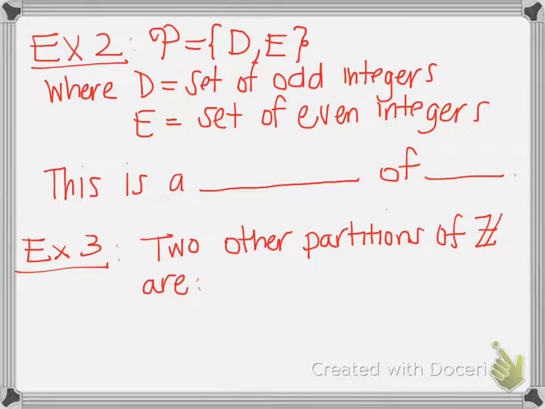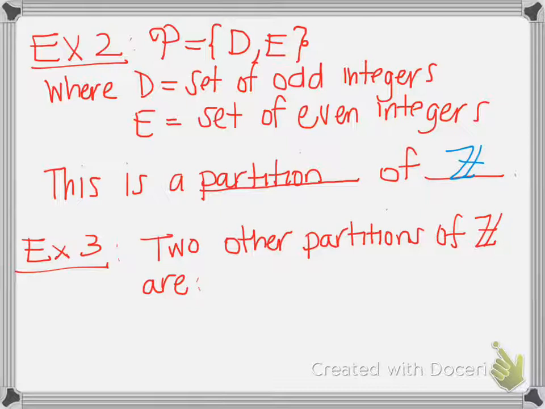Let's look at a couple more examples. I'm going to pause the video and write down the examples, and then we'll go over them. In example 2, we have P equals {D, E}, where D is the set of odd integers and E is the set of even integers. This represents a partition of the integers. You can think about that for a minute and think about how it meets those three conditions.